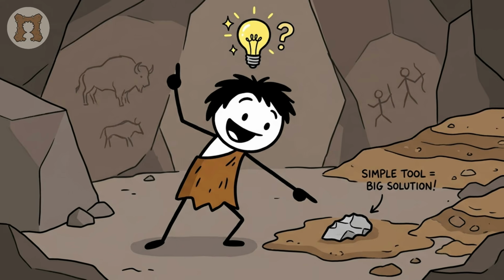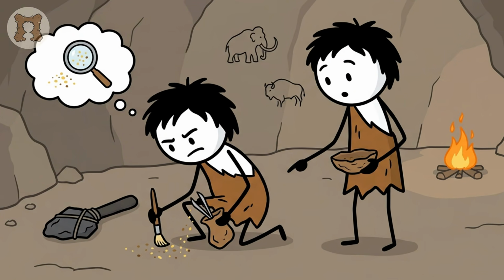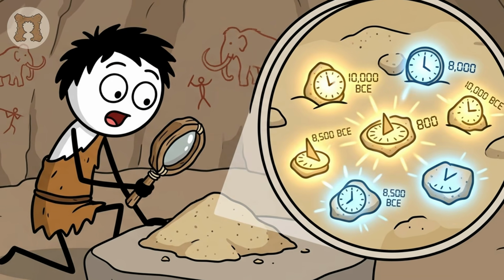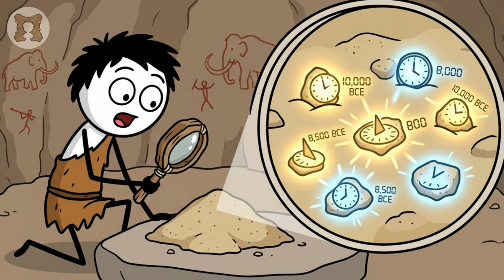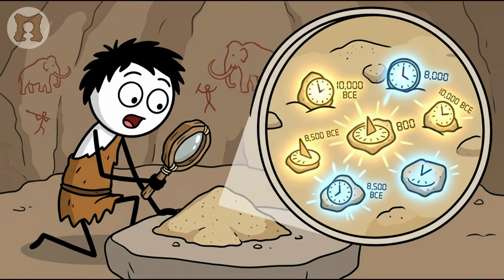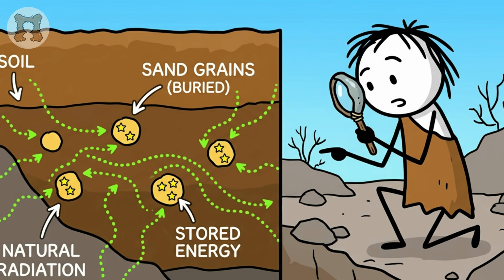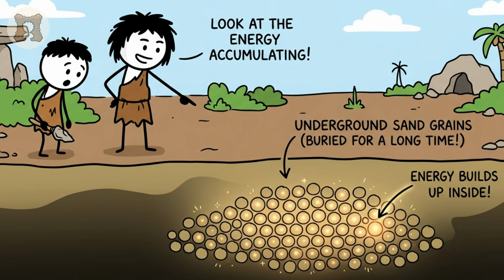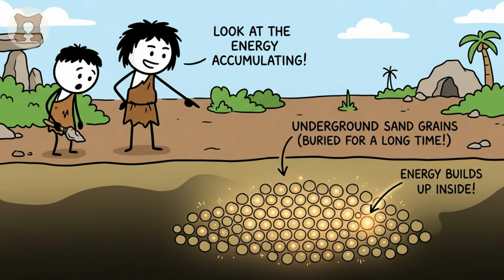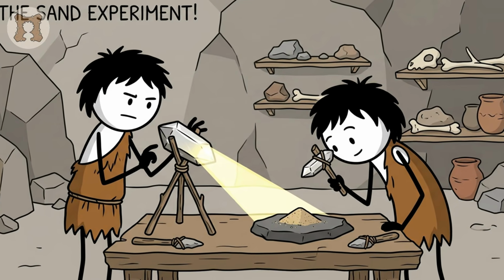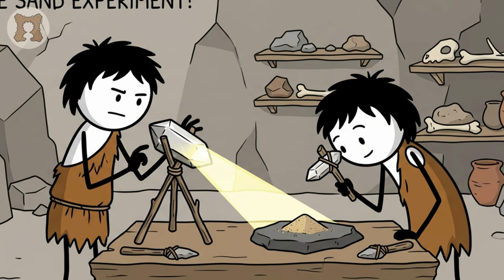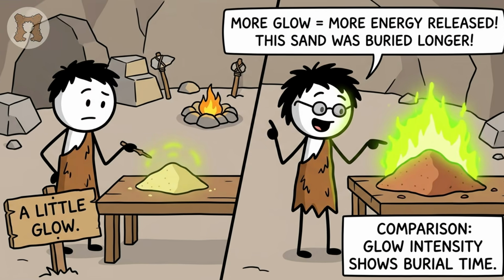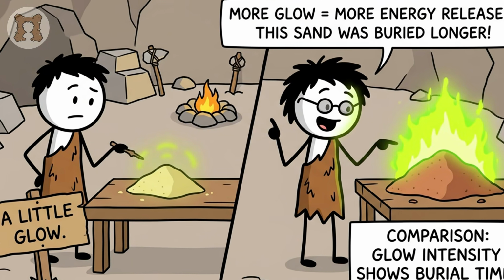Here's where it gets interesting. Instead of trying to date the stone itself, scientists turn to the grains of sand surrounding it. Because sometimes the smallest, most ordinary-looking material is carrying the exact clock they need. Grains of sand can store energy produced by natural radiation in the surrounding soil. As long as they remain buried in darkness, that energy gradually builds up inside their mineral structure. In the laboratory, scientists shine a special light on the grains, causing the stored energy to escape as an extremely faint glow. In general, the more energy released, the longer the sand has been buried.